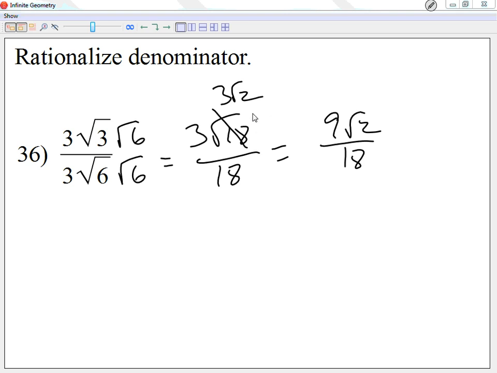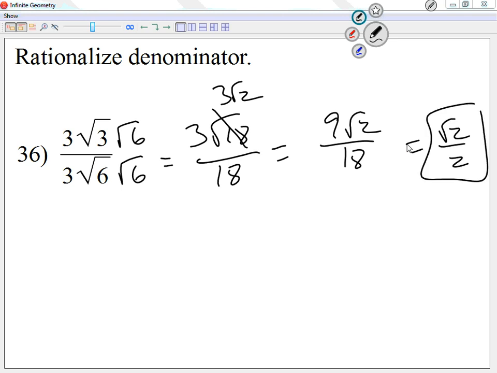Now let me simplify my fraction. I'm going to call this radical 2 over 2, because 9 over 18 is 1/2. Notice how I simplify my radical first, and then simplify my fraction. Remember, for rationalizing, no radicals at the bottom. Your radicals should be simple. If you have a radical left, it should be simple, and your fraction should be simple as well.